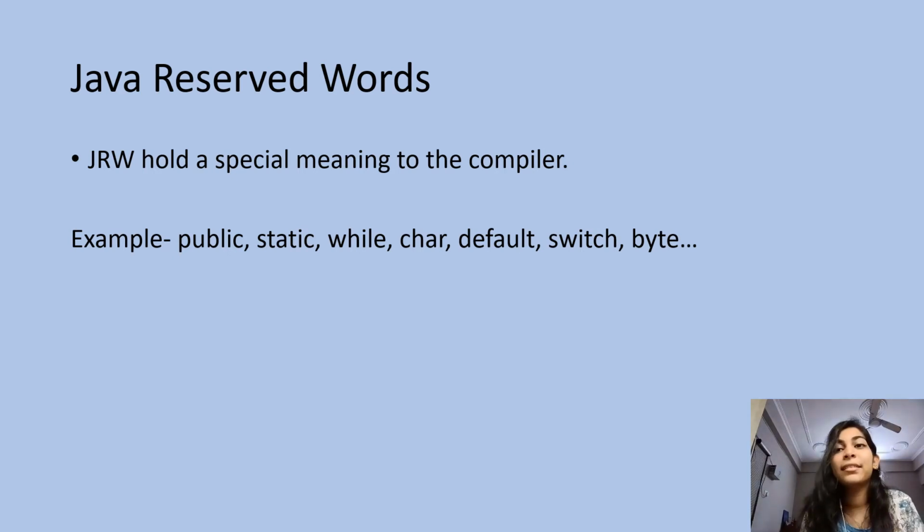There are a total of 57 reserved words in Java. And meanwhile, in this huge list of Java keywords, there are some which are not used anymore. Some of the examples of the Java keywords include public, static, while, char, switch, default, package, and so on. There are a lot.